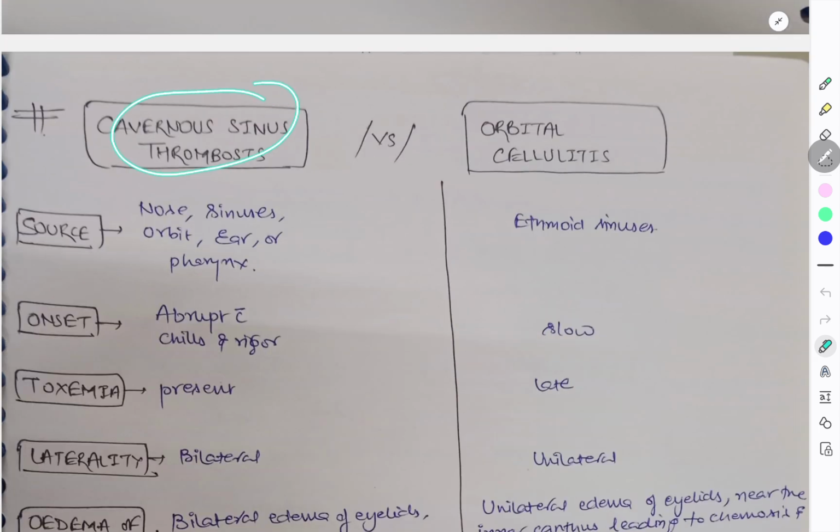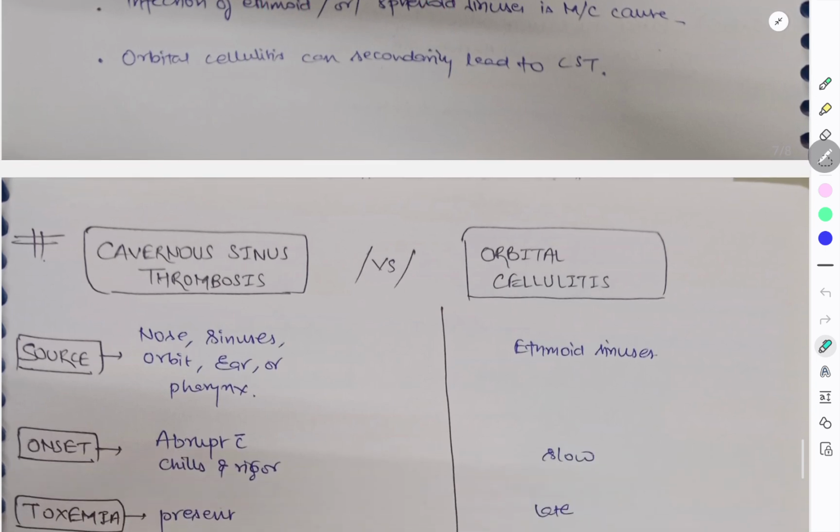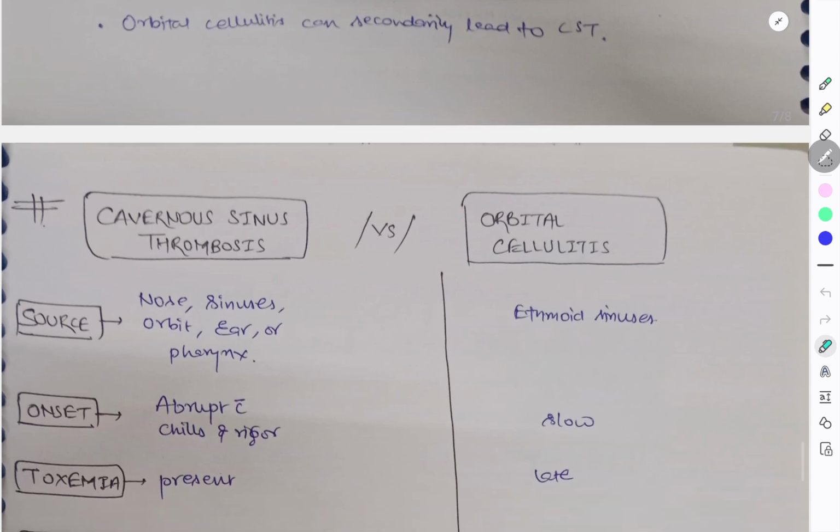In cavernous sinus thrombosis, the main source is nose, sinuses, orbit, ear and pharynx. In sinuses, you will see mainly ethmoid and sphenoid sinus. Whereas in orbital cellulitis, the most commonly involved sinus is the ethmoid sinus. Onset in cavernous sinus thrombosis, a very important point, is abrupt with chills and rigors, very high grade fever. But in orbital cellulitis, it is slow, because it is gradually progressing.